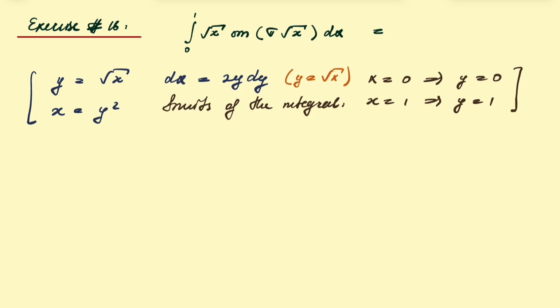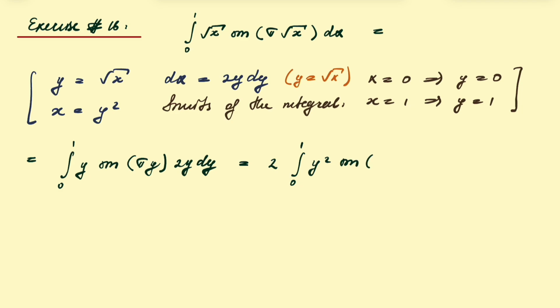Now let's rewrite the integral itself. Well, we have an integral from 0 to 1 of square root of x, which is y, times sine of pi times y, and dx is 2 times y dy. Great. We can rewrite this expression as 2 times an integral from 0 to 1 of y squared sine of pi times y dy. Now we have the form we want to obtain.